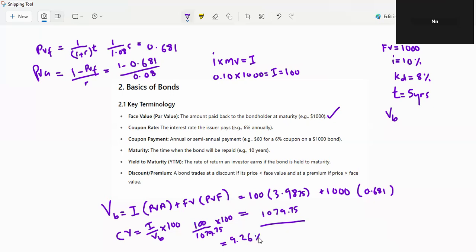So you see how we calculate the value of the bond? It shouldn't stress you as much. You need to identify the coupon value and these key parameters.